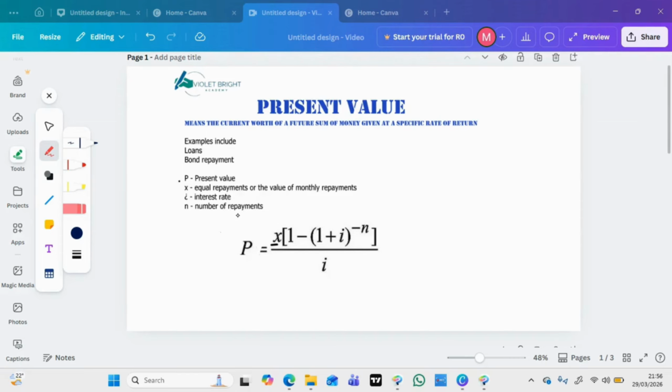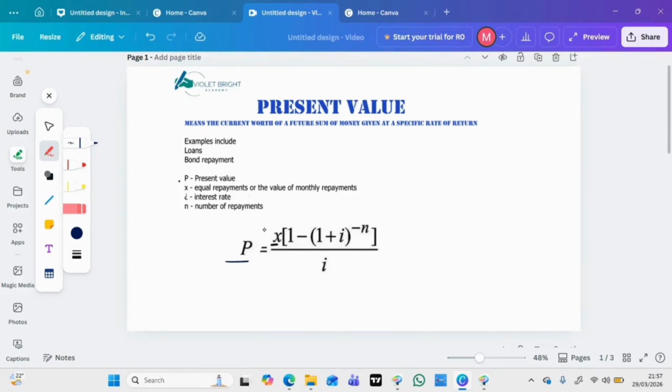Similar to the previous, where we had a different formula under future value. So now here it's P = x [1 - (1 + i)^(-n)] / i. Take note of this negative n. It has the same meaning for these symbols. P stands for the present value, X stands for equal repayment.